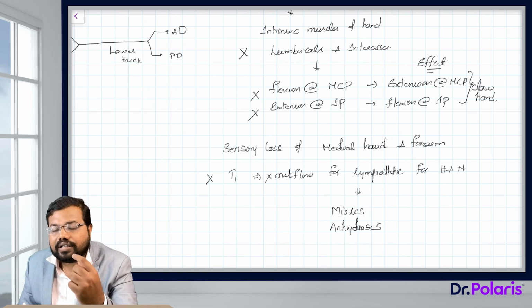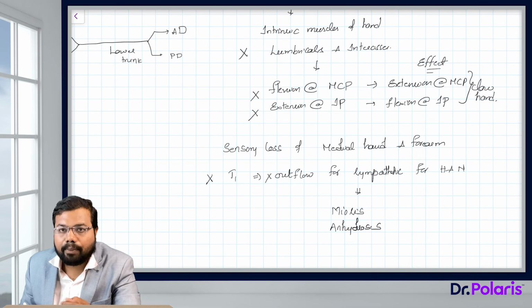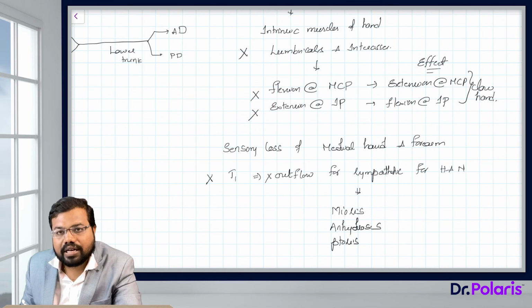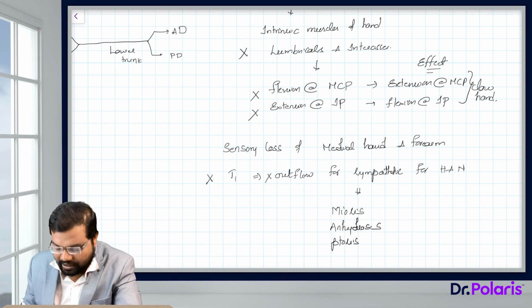For the elevation of the upper eyelid, there is the levator palpebrae superioris, which is supplied by sympathetic nerve fibers. But the sympathetic supply is not there, so the upper eyelid will droop like this. That is called ptosis. Ptosis means drooping of the eyelids. And all this makes the eyeball appear sunken deep inside. That is called enophthalmos.